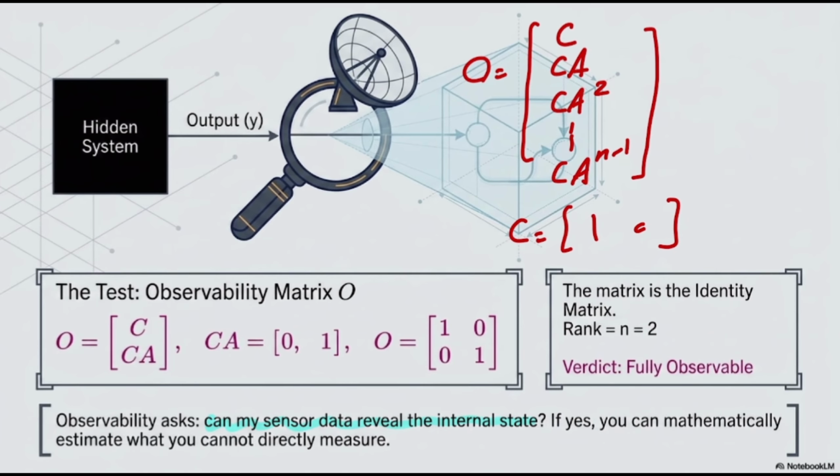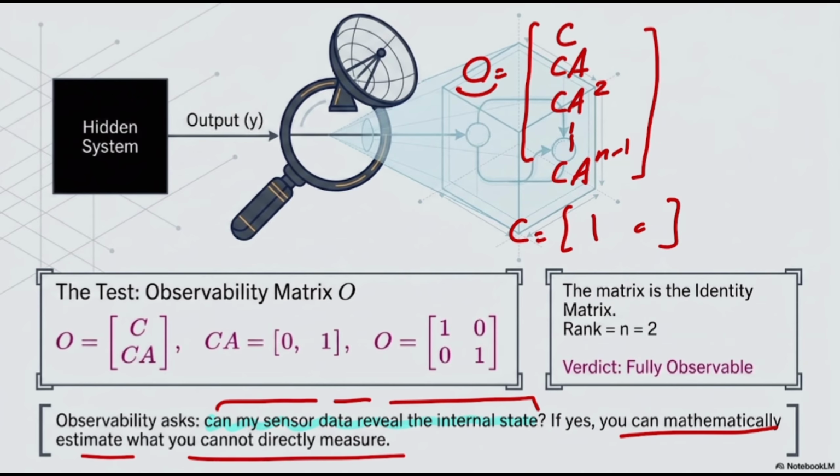Another thing is observability, because as I just told you, whenever we are talking about the input, I would also like to see whether my sensor data can reveal the internal state. If yes, you can mathematically estimate what you cannot directly measure. So at this point, I would like to see what aspect of my physical system is shown and can be seen. In order to do that, we have another matrix that we call O, for observability.